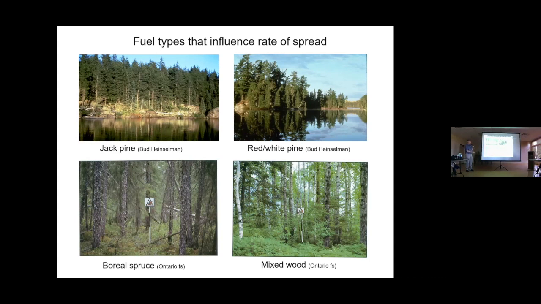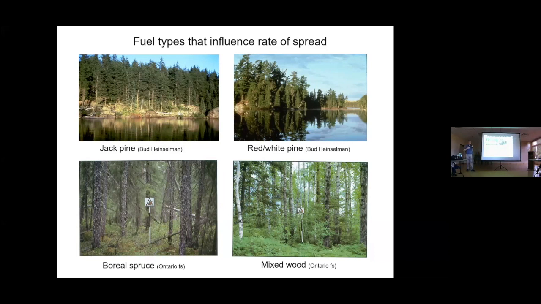So these are the two types on the left where it will move really fast and therefore tend to stay in the crowns. And these on the right, the red white pine and the mixed wood, where you have aspen and birch mixed with spruce and fir. The conifer density is not very high in that mixed wood, and so it will not move very fast. So when fires hit an aspen birch stand with a little bit of fir and spruce, they tend to drop out of the crowns down to the ground.